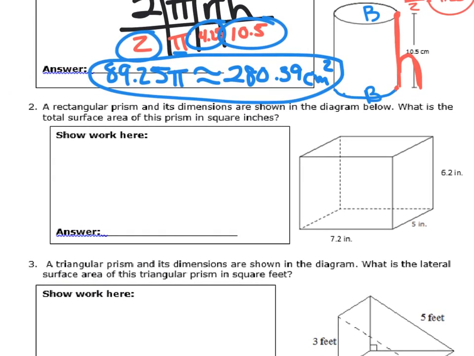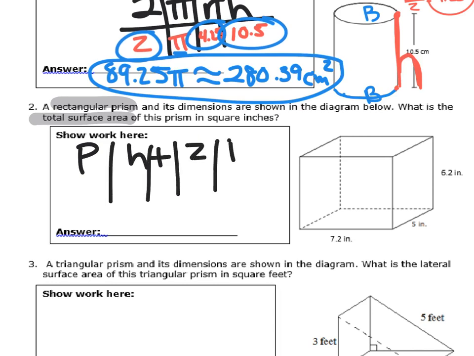Number 2, a rectangular prism and its dimensions are shown in the diagram below. What is the total surface area of this prism in square inches? So we are going to highlight what it's asking for, total surface area of this rectangular prism. So I'm going to go ahead and look at my formula chart. Under surface area, we're going to look for total of a prism. So it's PH plus 2B. We're going to go ahead and identify our bases.